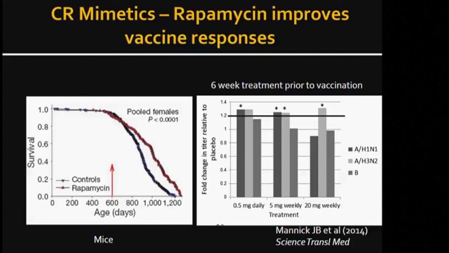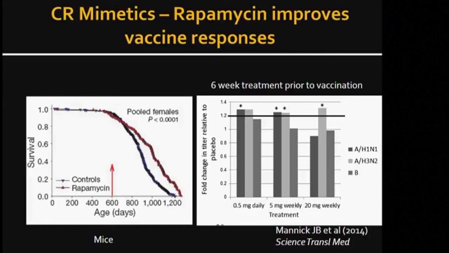So here's one of them, rapamycin, that you may recognize as an immune suppressant used a lot in transplantation. It's one of these agents that can extend lifespan in several species, including mice. And what Novartis have done is a 6-week trial giving rapamycin to patients at different doses, and they looked at their vaccine response. They get anything from a 20 to 30% increase at even low doses of rapamycin.